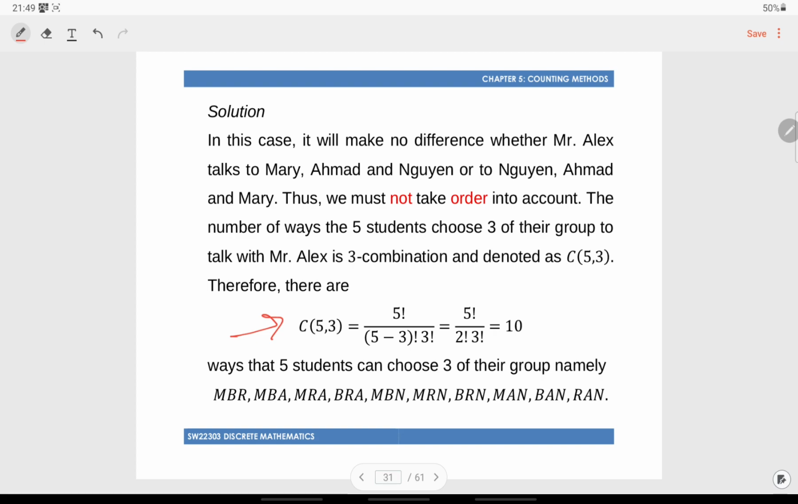So finally the answer is equal to 10. There are 10 possible combinations of 3 students out of 5 to talk with Mr. Alex. So we can list down all these combinations. If the question doesn't ask you to list them down, there is no need to list all the combinations. You simply provide the total number of combinations. But if the question asks you to do so, then we have to list down all the combinations. So it's up to the question whether it asks to list or not.